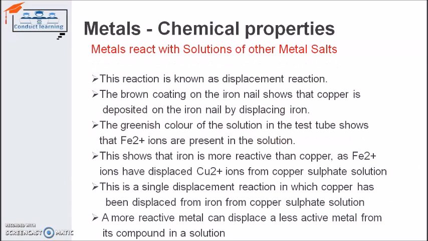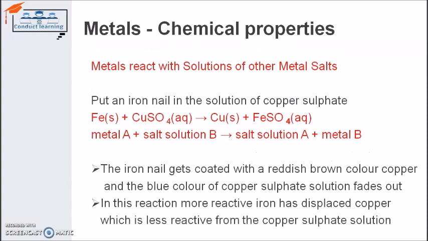This reaction is a displacement reaction, as I told you. It is a single displacement reaction, not a double displacement, because only a single displacement occurs. In this reaction, iron displaces copper, so only the copper is getting displaced from the copper sulfate solution.